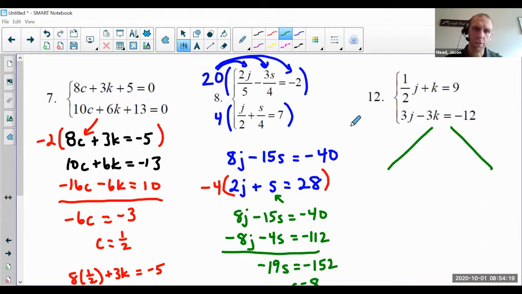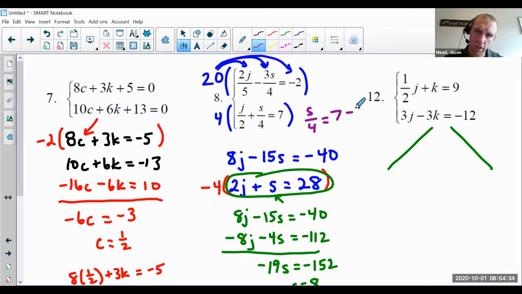Can you use substitution to solve number 8? Yes. So once you get here, you can use substitution with s. Or in a very advanced case, you can use s over 4 equals 7 minus j over 2 and substitute this in here for s over 4, and then just multiply this by 3. But I wouldn't recommend that. There's a lot of room for mistakes. But yes, you can use substitution.